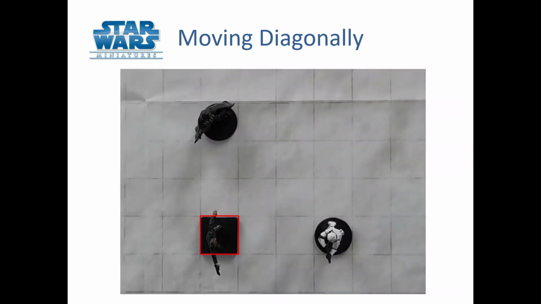Here we have Han, and he wants to move to here. If he moved in a conventional manner, either this way or this way, it would provoke an attack of opportunity by either Darth Vader or the Stormtrooper. But if Han was to move diagonally like this, he would never occupy a square adjacent to an enemy, so neither enemy would be eligible to make an attack of opportunity.